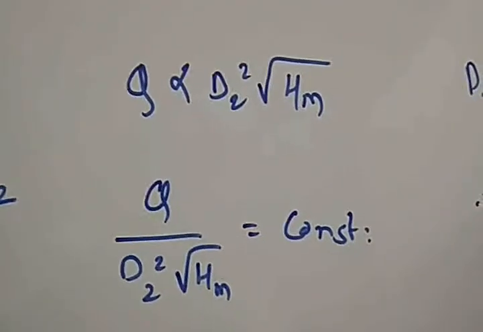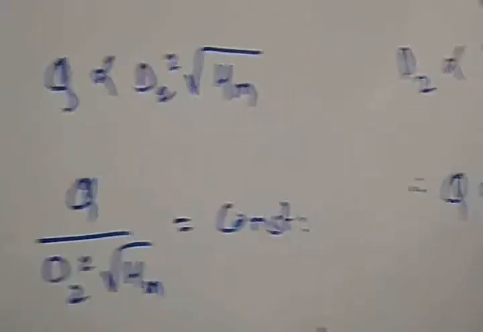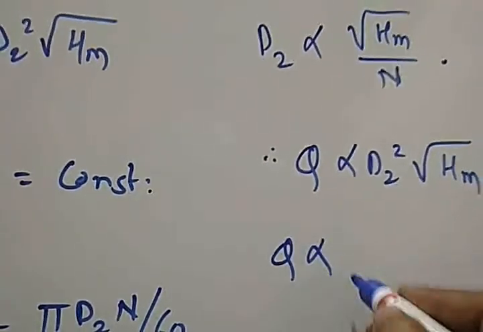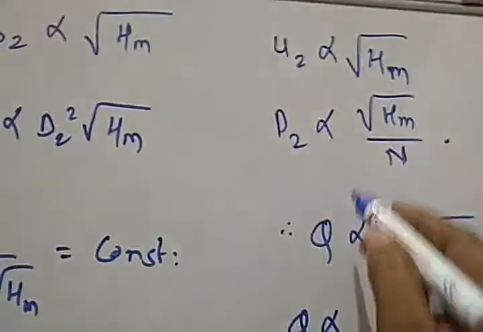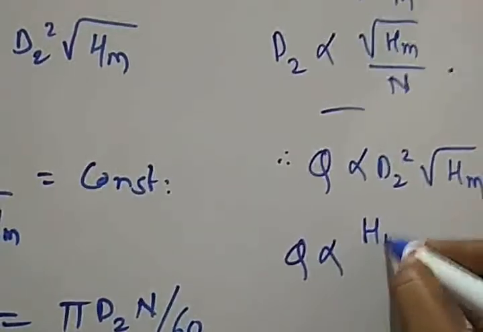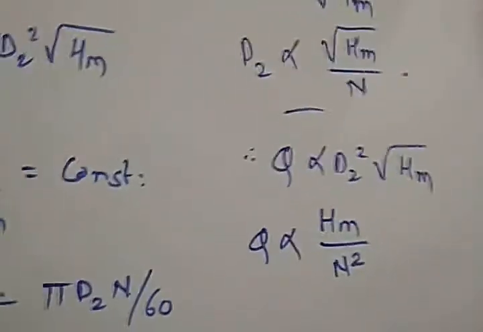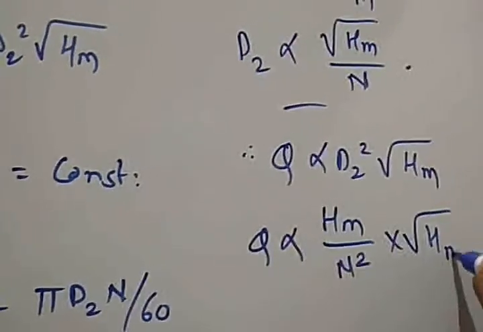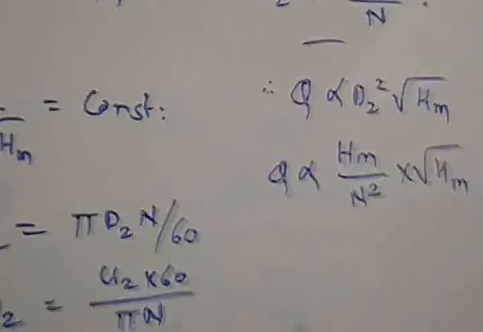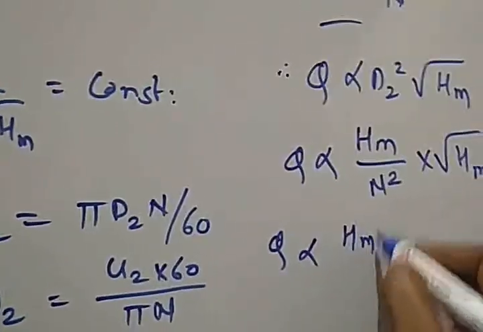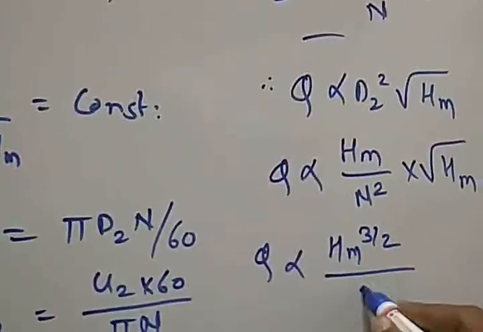So therefore I can write q is proportional to d2 square under root of hm. I can write this as q proportional to d2 square, and d2 square is nothing but this particular term. Okay, so square of that will be hm divided by n square into root hm. So q is proportional to hm raised to 3 by 2 divided by n square.